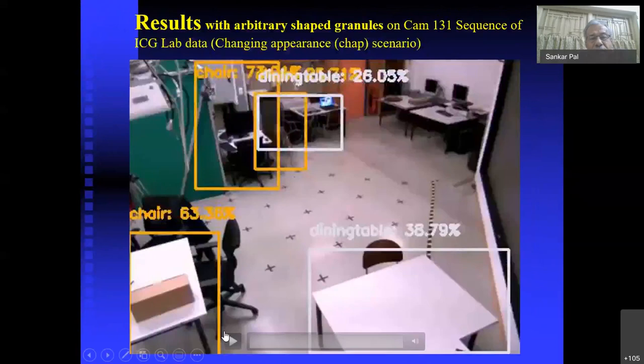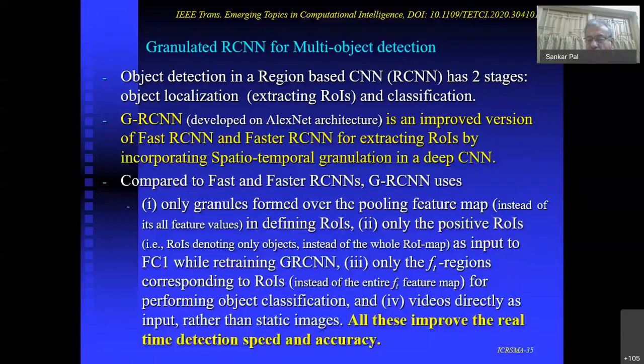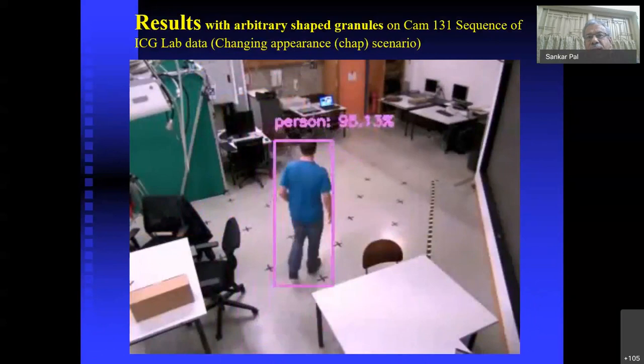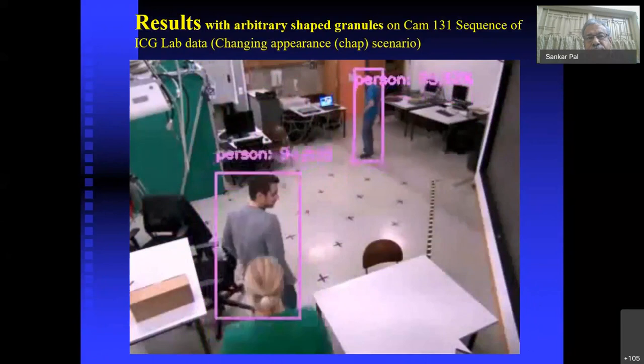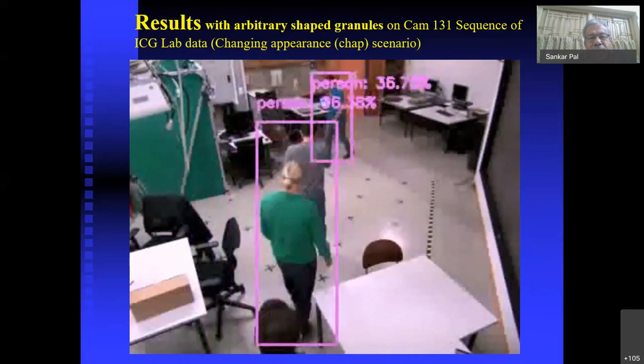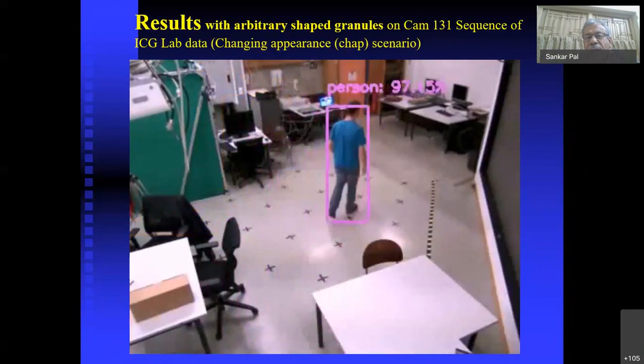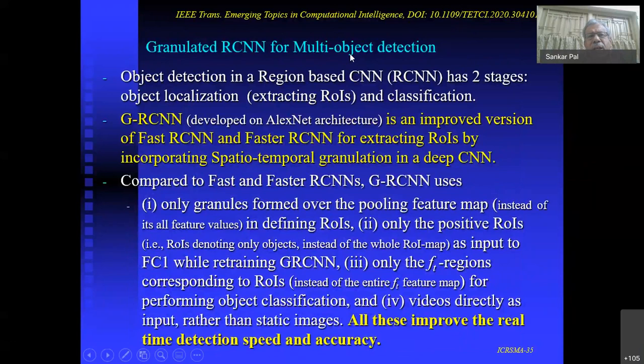In the same laboratory image, look at the recognition score of object and background, static background and object. The percent recognition score is very high, 80% and 90%. So with this granulation, you are still able to recognize the background as usual, because background has nothing to do, object also. Similarly, one recent paper, which I will not explain, is a granulated region-based CNN. There also appeared real-time detection speed and accuracy.